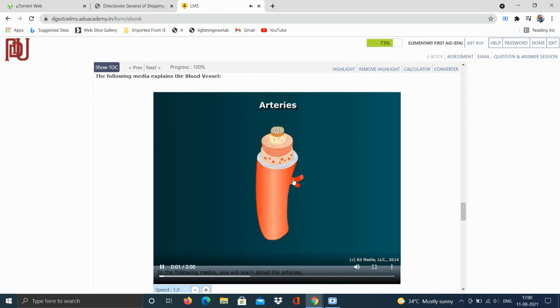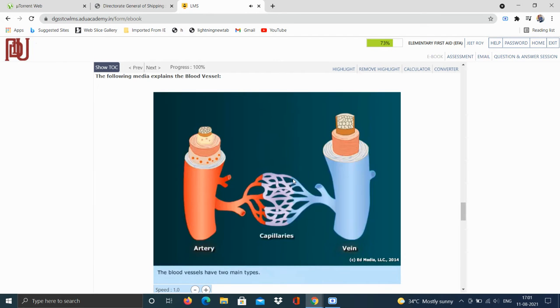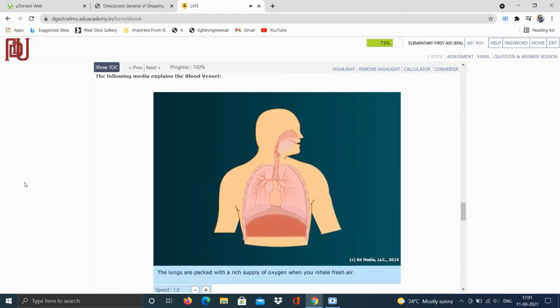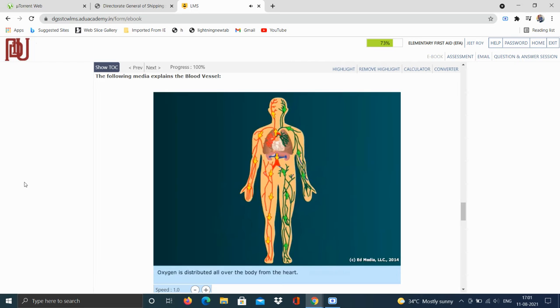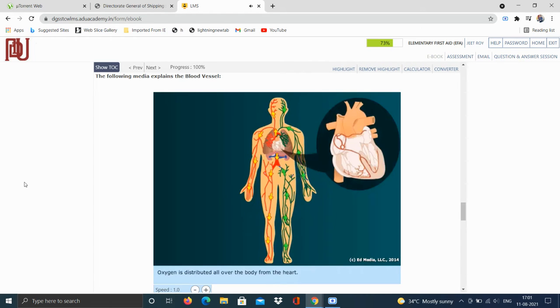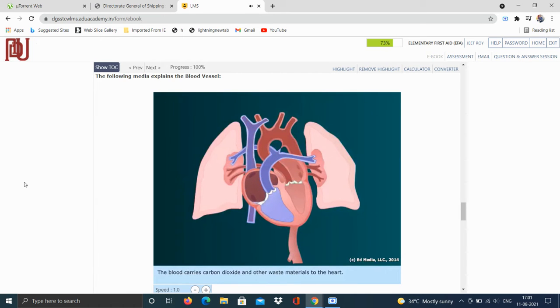In the following media, you will learn about the arteries. The blood vessels have two main types. The lungs are packed with a rich supply of oxygen when you inhale fresh air. Oxygen is distributed all over the body from the heart. The blood carries carbon dioxide and other waste materials to the heart. In order to remove the carbon dioxide from the body, the heart carries it to the lungs.